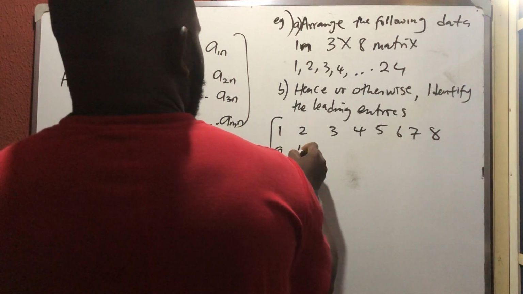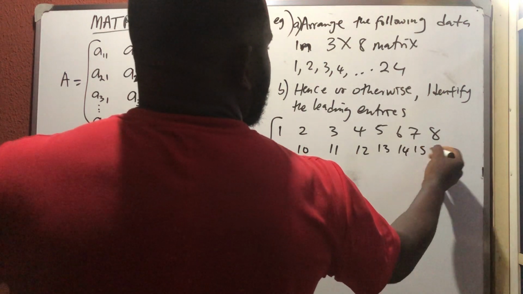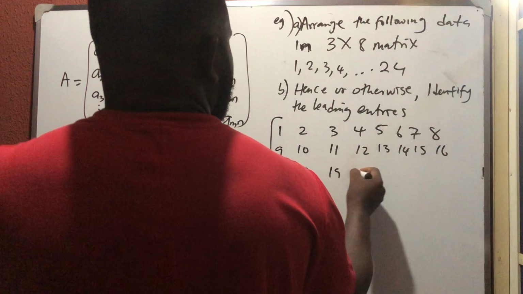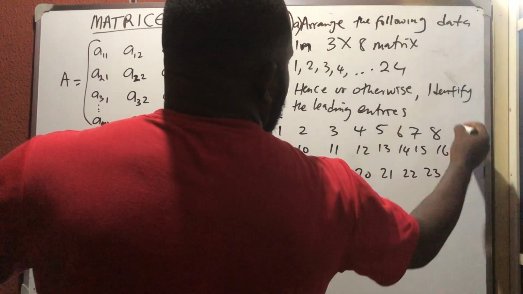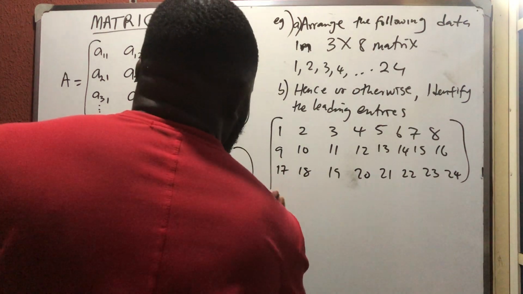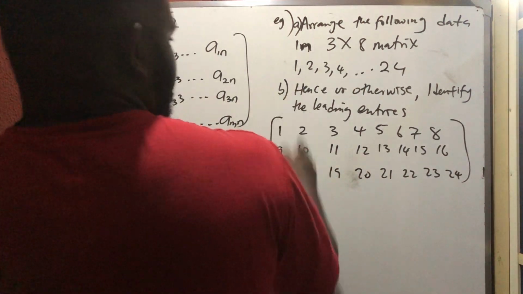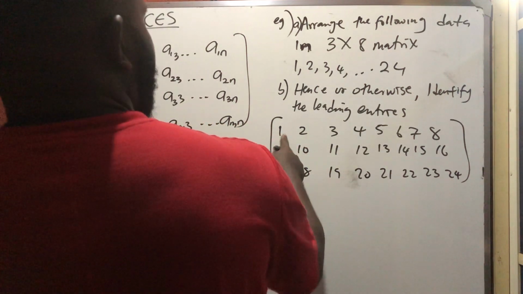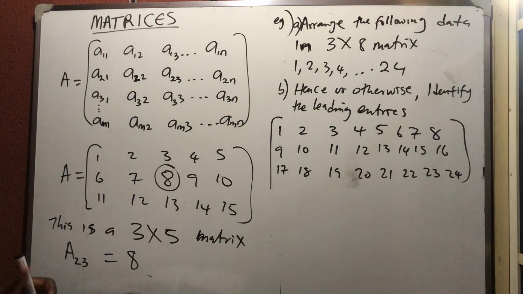So I'm going to have 9, 10, 11, 12, 13, 14, 15, 16, then 17, 18, 19, 20, 21, 22, 23, and then 24. So if you look at this matrix, how many rows? It is a 3 by 8 matrix. Then the leading entries are just 1, 9, and 17. As simple as that. These are the leading entries.